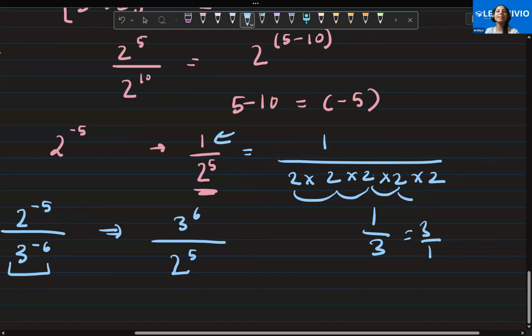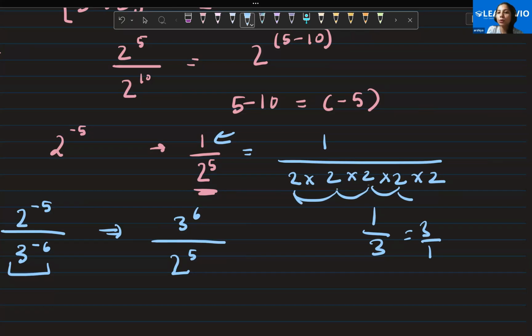So it's 2 twos are 4, 4 twos are 8, 8 twos are 16. Should I go slower? No, no, I understood. Okay, and 16 twos are 32. The answer will be 1 by 32. Okay.